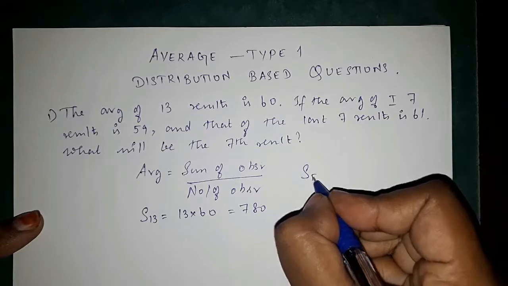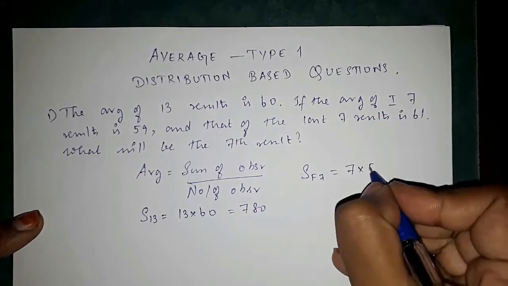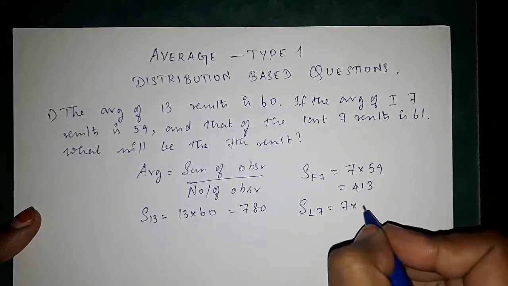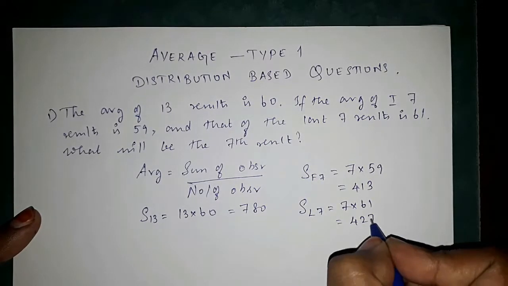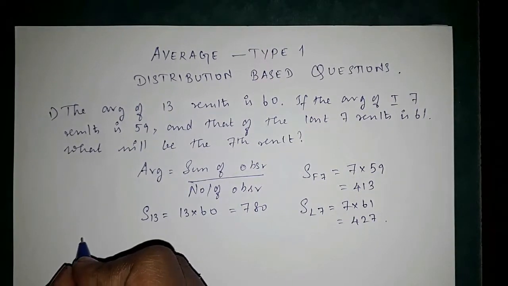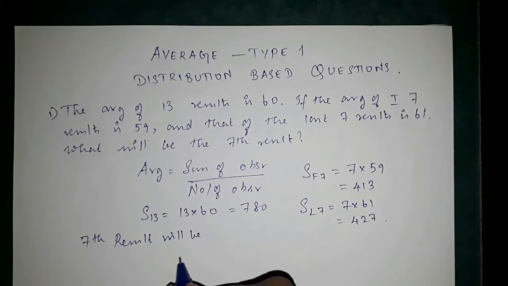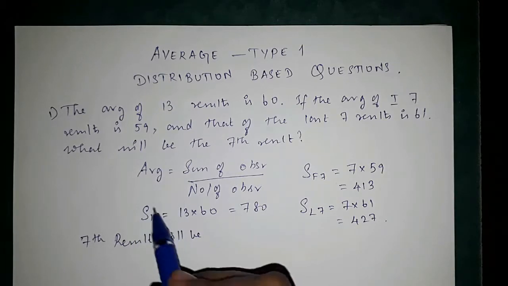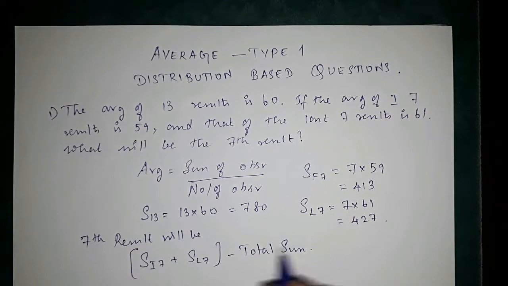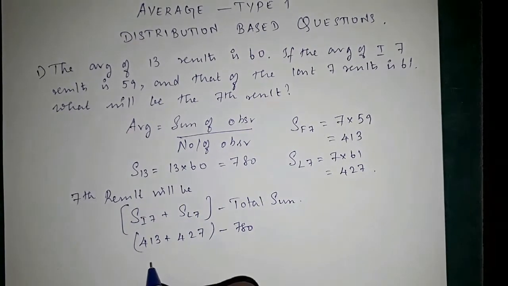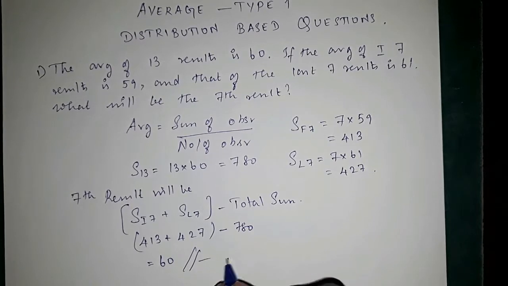The sum of the first 7 results is 7 into 59, which gives 413. The sum of the last 7 results is 7 into 61, which is equal to 427. So the 7th result will be the sum of the first 7 and last 7 subtracted from the total sum of the 13 results. It is 413 plus 427 minus 780, which is equal to 60. So this is the 7th result.